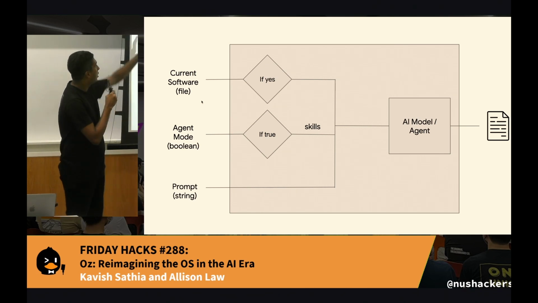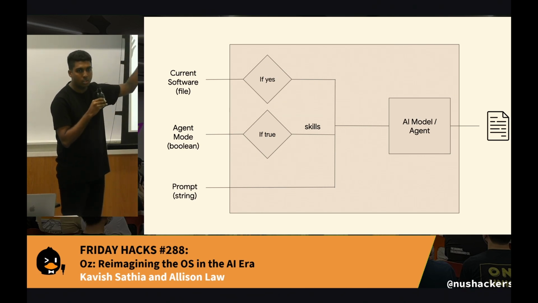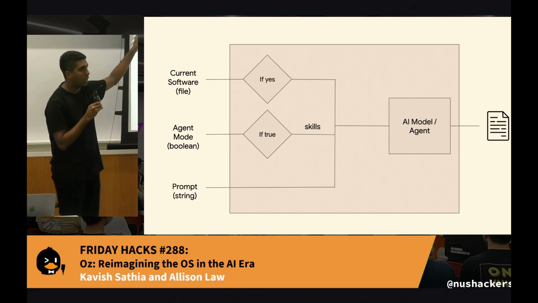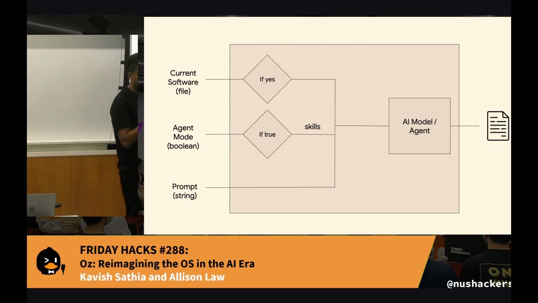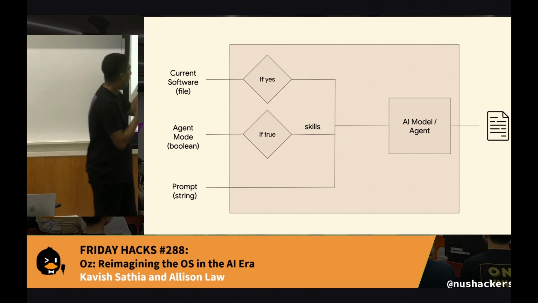Okay. And current software is, if you're extending, then current software will exist. And if you're generating from scratch, then current software will be null. So all these will go into an AI model or an agent. Depending on whether agent mode is true or not, the executable, which is the HTML file with inline JavaScript and inline CSS, is generated in the end.